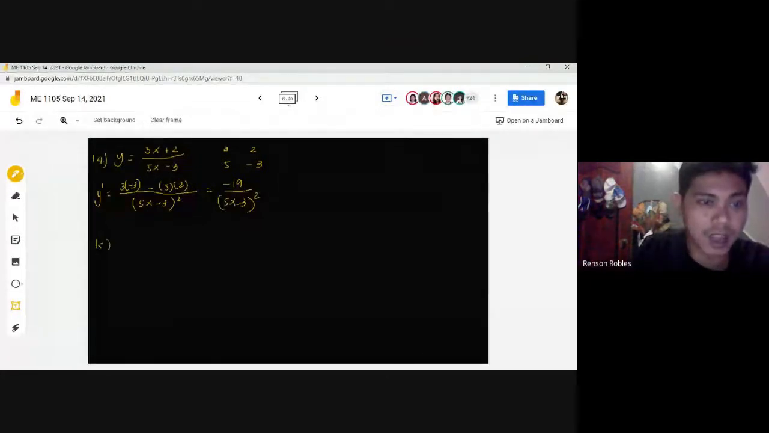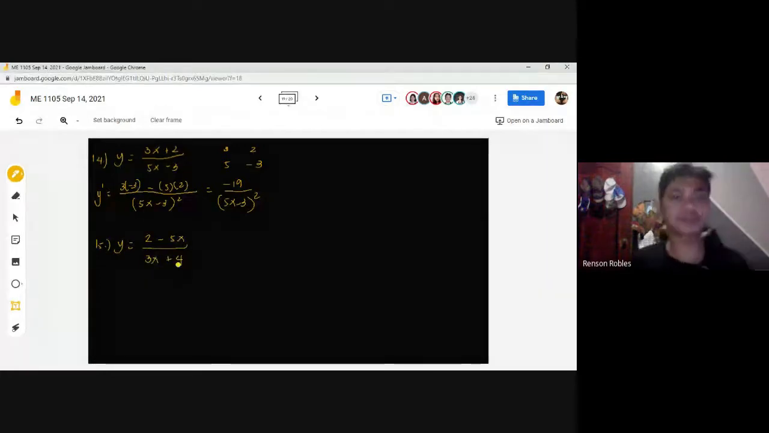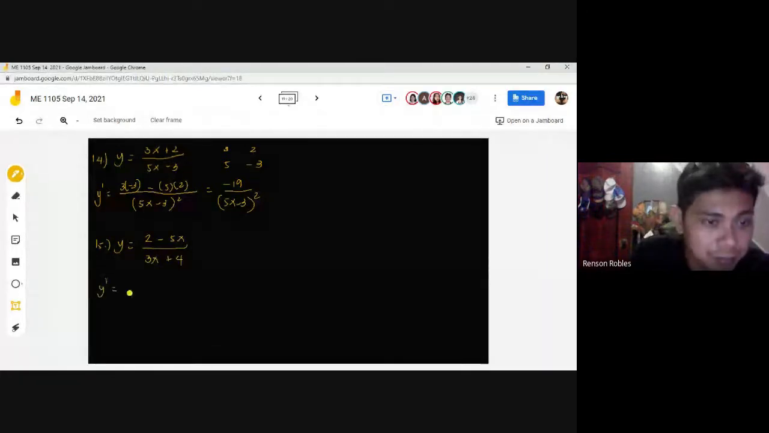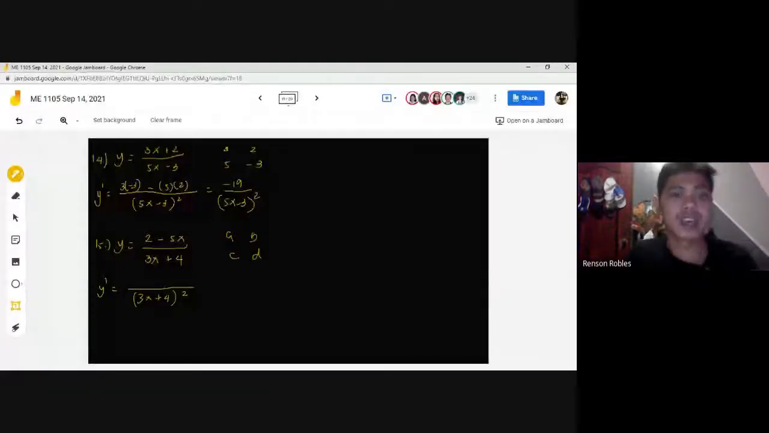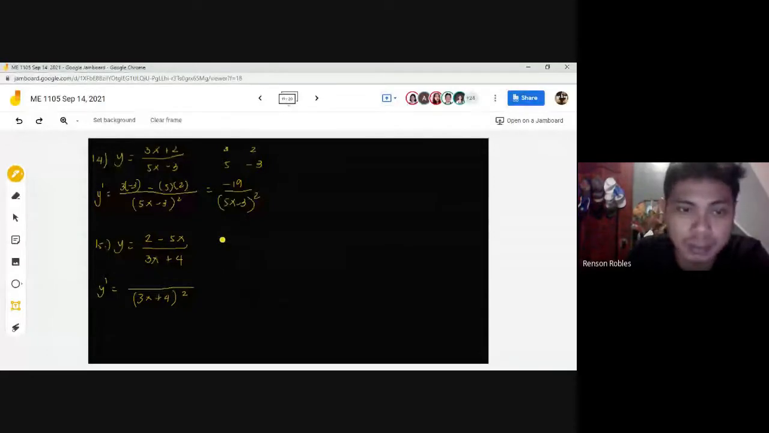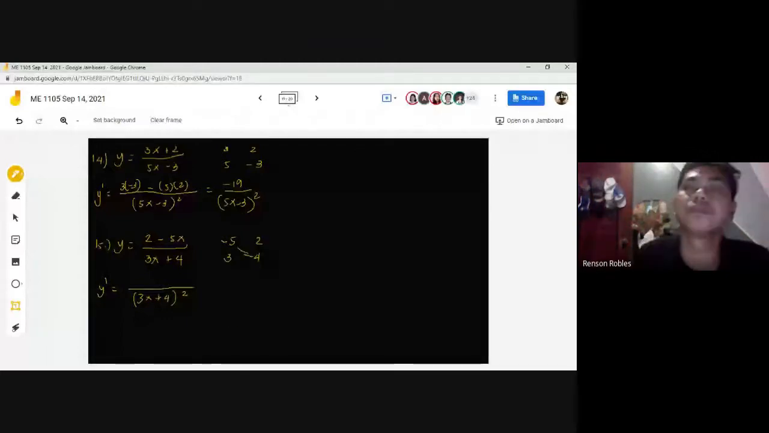15. Y, say 2 minus 5x all over 3x plus 4. Okay? Y prime, so 3x plus 4 square. When you use the shortcut method, that should be arranged as A, B, C, D. A and C, sila yung may coefficient na x. Okay, so ang augmented matrix natin would be negative 5, then 2, 3, then 4. So then, go on, cross multiply.